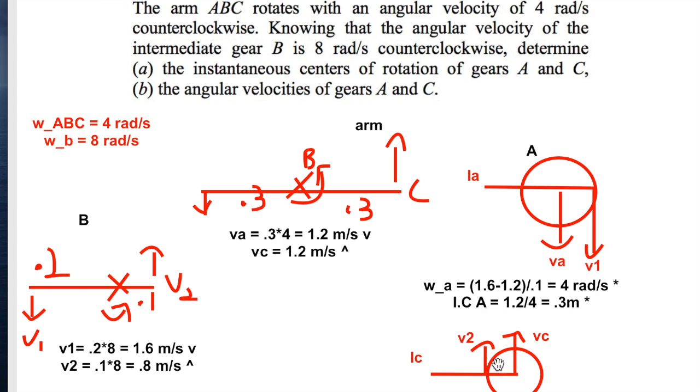Do pretty much the exact same thing for C. We know this angular velocity of C is 1.2 minus 0.8 divided by 0.2 for the radius. We get 2 radians per second, and the instantaneous center of C equals 1.2 divided by the 2 radians we found above, and we get 0.6 meters.